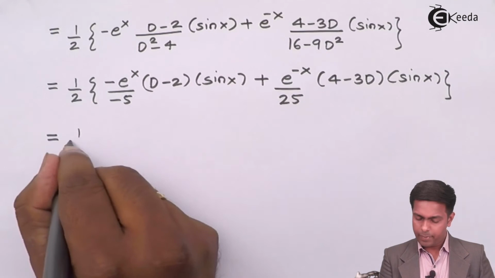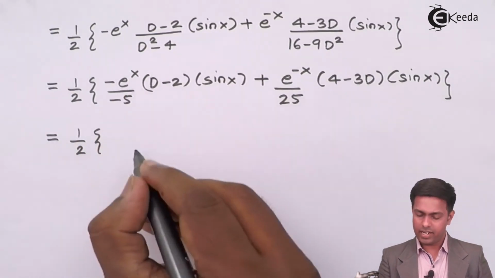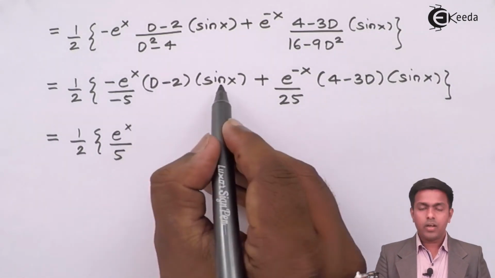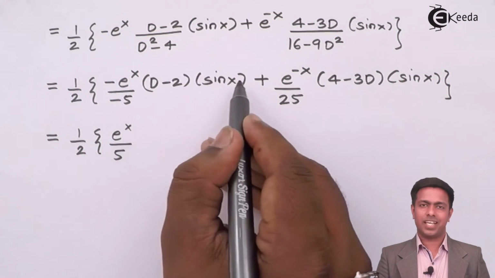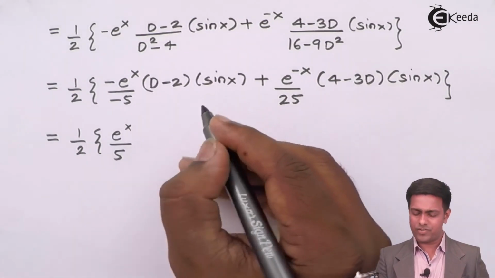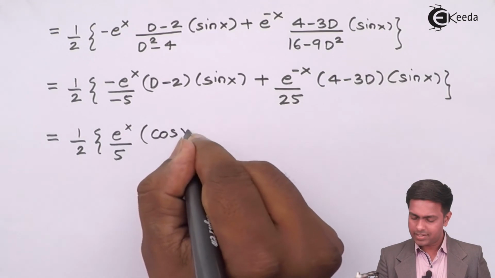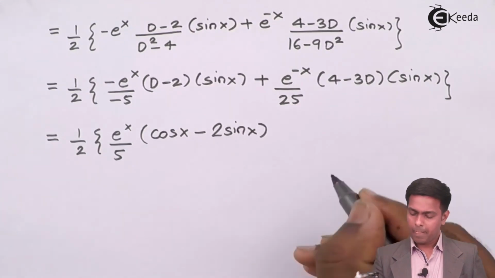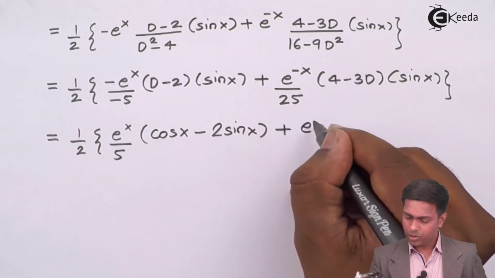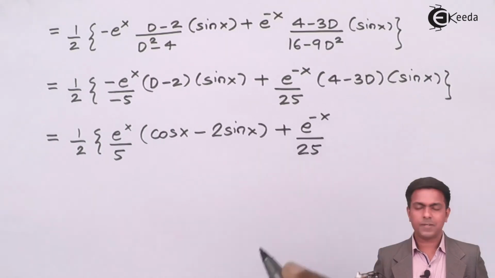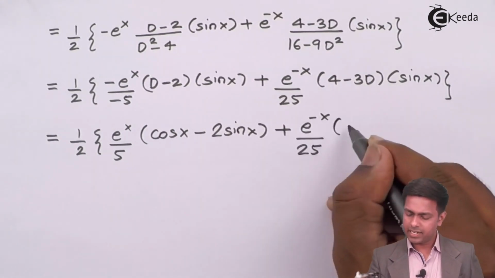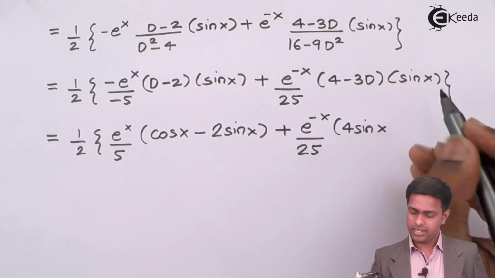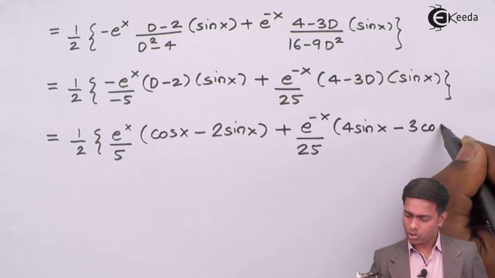Now 1 by 2 as it is, negative sign will go, so we'll get e to the power x by 5. Now we'll multiply this bracket d minus 2 with sin x. So d of sin x is nothing but the derivative of sin x, which is cos x, and this is minus 2 sin x as it is. This will become plus e to the power minus x upon 25. 4 into sin x, that is 4 sin x, and the derivative of sin x is cos x, so negative 3 cos of x.